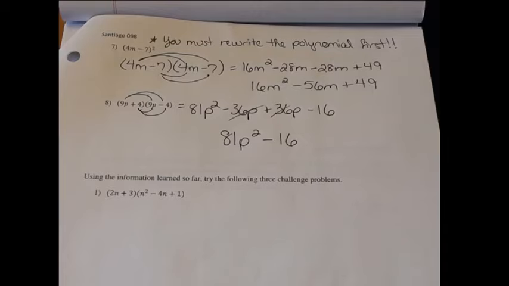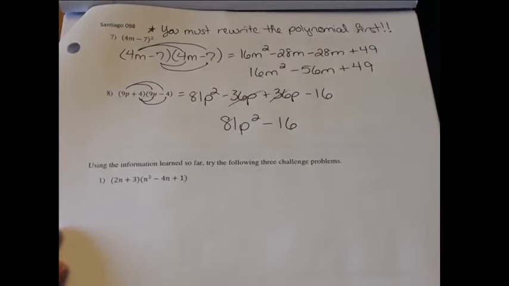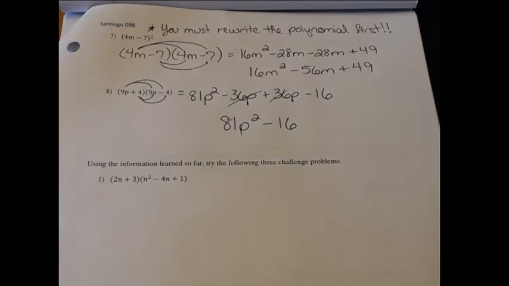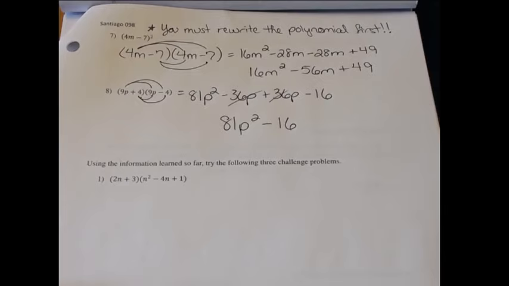Now, having said all of that, take a look at our next problem, number 1. These are considered challenge problems. So let's take a look at these 3. So the first one, we have 2n plus 3, binomial, times n squared minus 4n plus 1, trinomial. Now, I want you to consider that all we're going to do is apply what we learned, which is if we are multiplying polynomials, all we have to do is distribute.